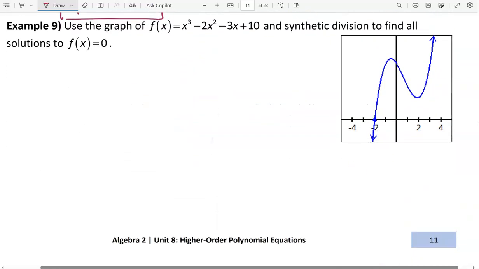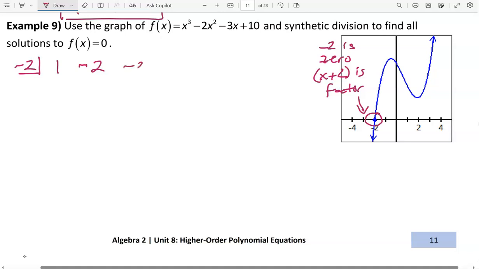In example 9, we're going to notice that this does have an x-intercept, or a 0, so negative 2 is a 0, and that means that x plus 2 is a factor of this polynomial. If x plus 2 is a factor, I can divide by x plus 2 into 1x cubed minus 2x squared minus 3x plus 10. Bring down that 1, times negative 2 is negative 2.